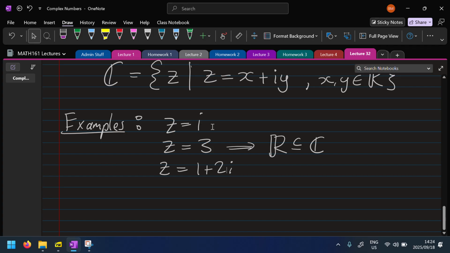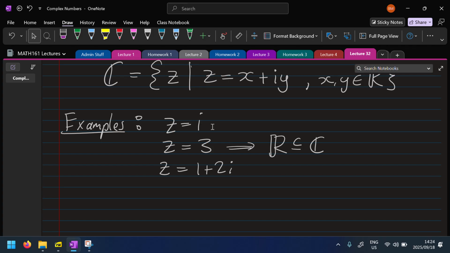All right. Any questions about these examples? Yep. Nothing that concerns you for now. Okay, so this is just complex numbers. Don't worry about other things.